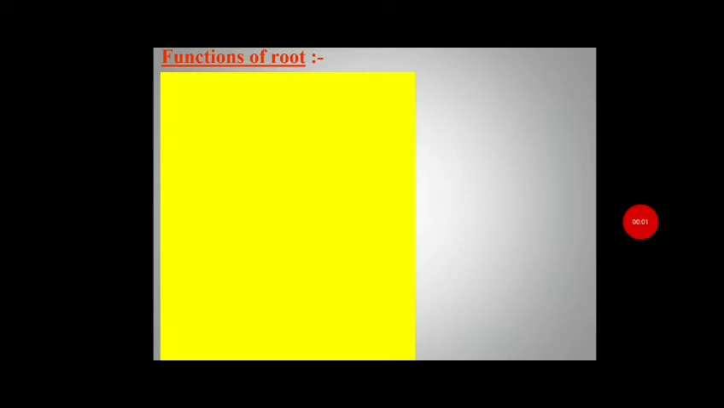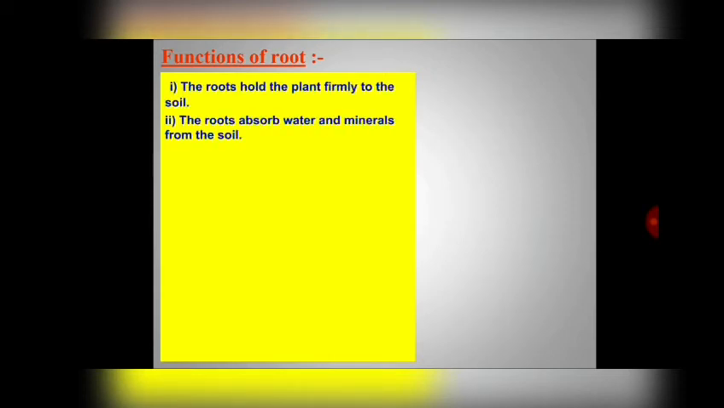Functions of root. Roots are those parts of the plant which grow under the ground, under the soil. So what will be the function of root? The roots will hold the plant firmly to the soil, and the root will absorb water and minerals from the soil, and pass them to the stem. A stem carries water and minerals from the root to the upper part of the plant, especially up to the leaf.